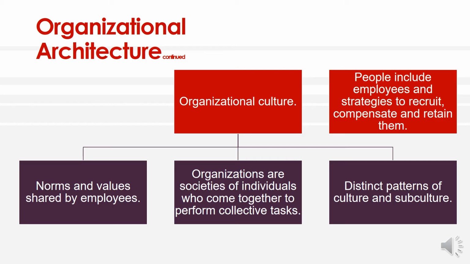Organizational architecture continues. In this slide, we can see that it consists of organizational culture and people, including employees and strategies to recruit, compensate, and retain them. Organizational culture involves norms and values shared by employees. Organizations are societies of individuals who come together to perform a collective task. Distinct patterns of culture and subculture exist in different organizations in international business.